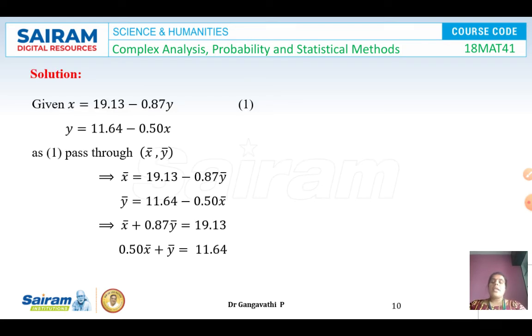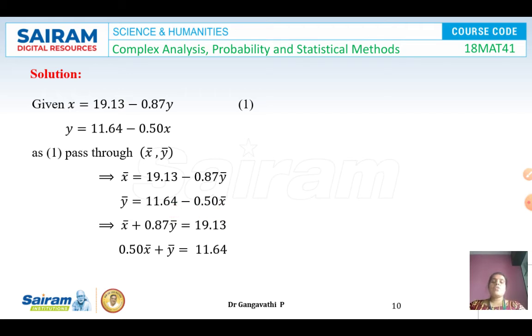Now let us consider the given equations. Let us assume these lines of regression pass through the point x bar and y bar. That means wherever we have x, it should be replaced by x bar, and wherever we have y, it should be replaced by y bar. So the first equation becomes x bar is equal to 19.13 minus 0.87 y bar, and the second equation becomes y bar is equal to 11.64 minus 0.5 x bar.